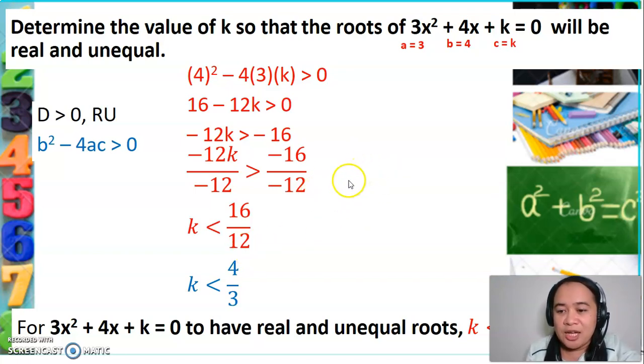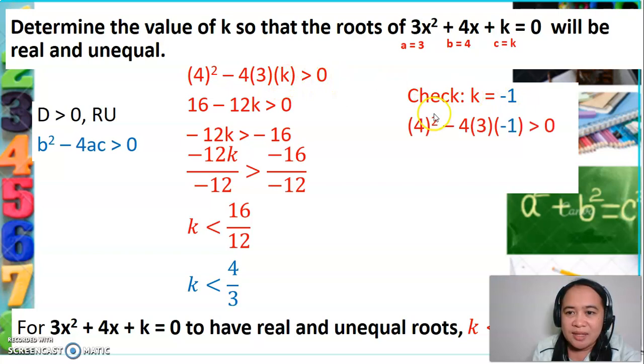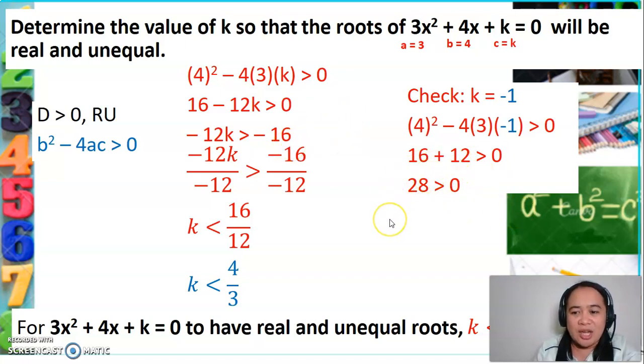So, let's try to check. And let's have k as negative 1. Now, let's substitute k here with negative 1. So, at this point, this is 16. Negative 4 times 3 times negative 1 is actually 12. Combining this, we will have 28 is greater than 0. So, that's how you are going to check.